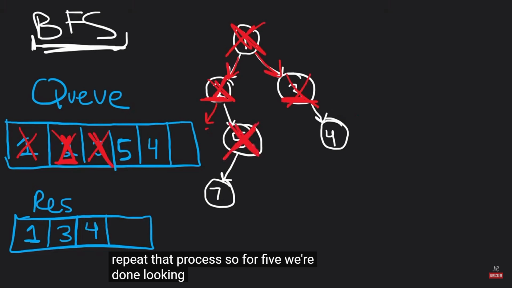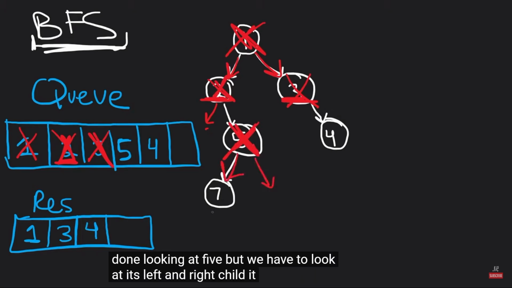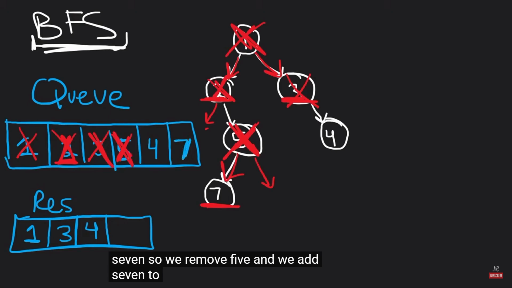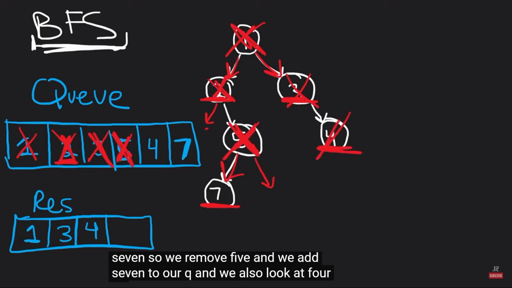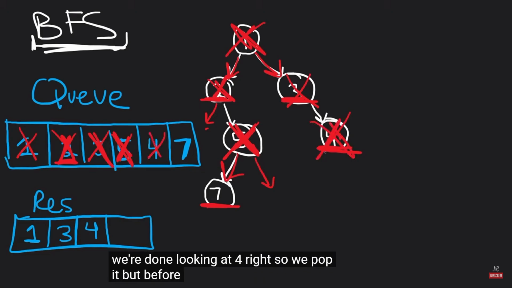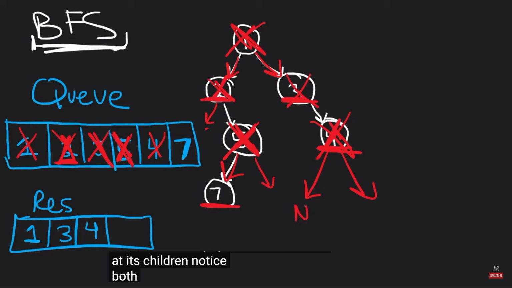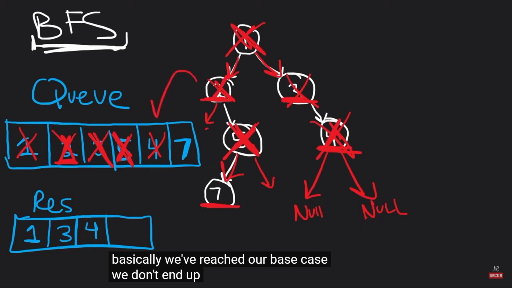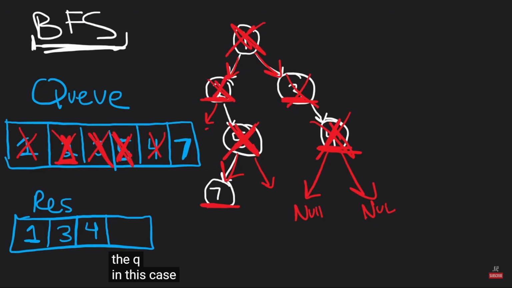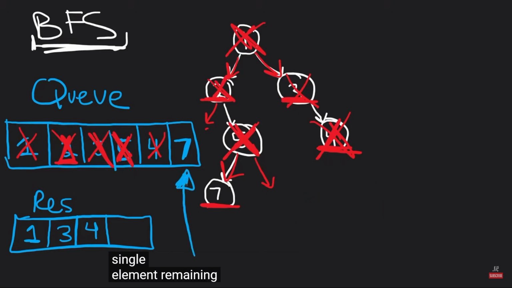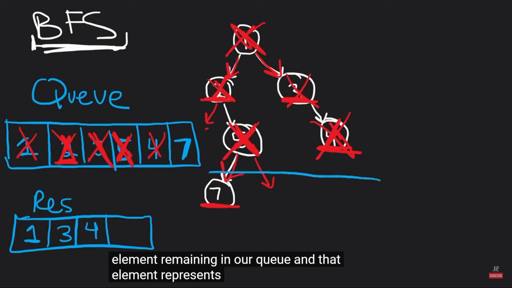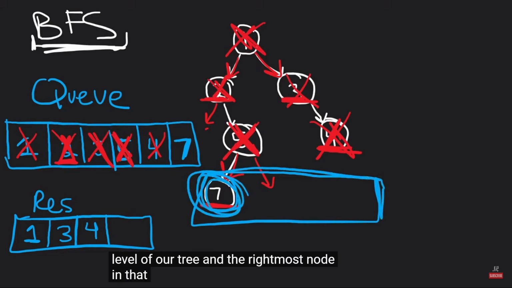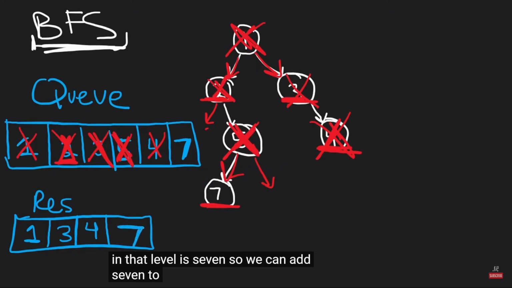So for 5, we're done looking at 5, but we have to look at its left and right child. It has one child, 7. So we remove 5 and we add 7 to our queue. And we also look at 4, so we're done looking at 4, right? So we pop it, but before we pop it, we want to look at its children. Notice both of the children are null, so basically we've reached our base case. We don't end up adding more elements to the queue in this case. And now there's only a single element remaining in our queue, and that element represents the 4th level of our tree, and the rightmost node in that level is 7, so we can add 7 to our result.